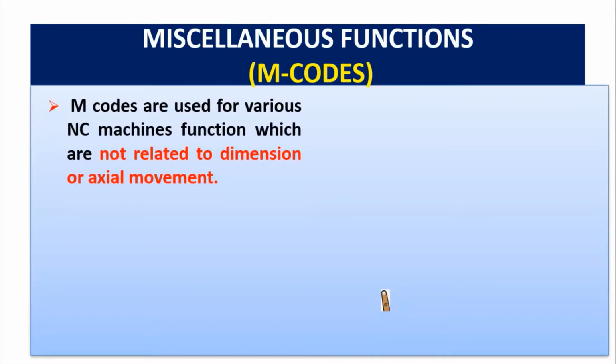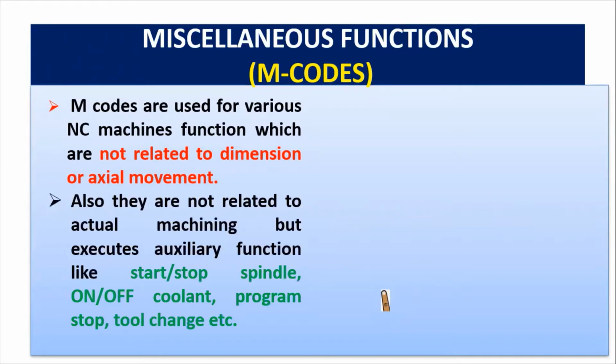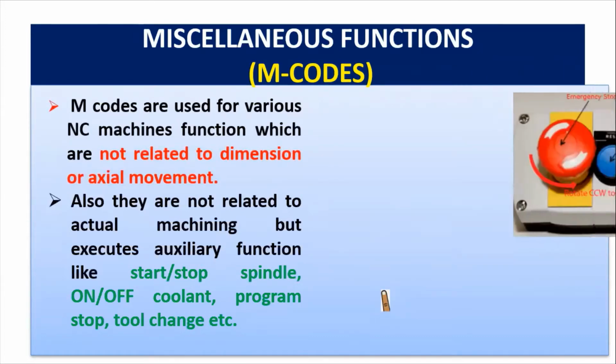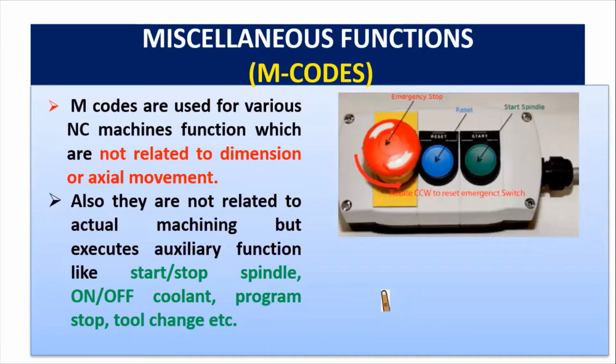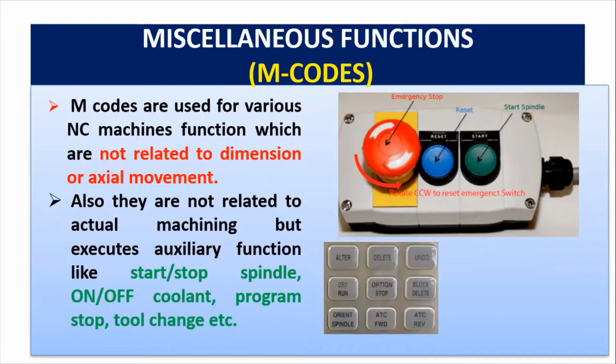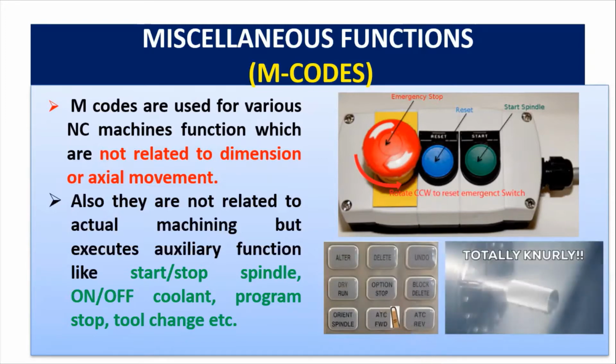So M codes are used for various NC machine functions which are not related to the dimension or axial movement. Also, they are not related to the actual machining but execute auxiliary functions like spindle start, spindle stop, coolant on, coolant off, even the optional stop, tool change. Okay, so all these are various functions which can be performed in the miscellaneous.